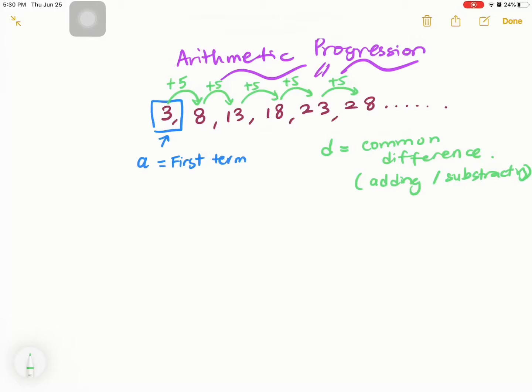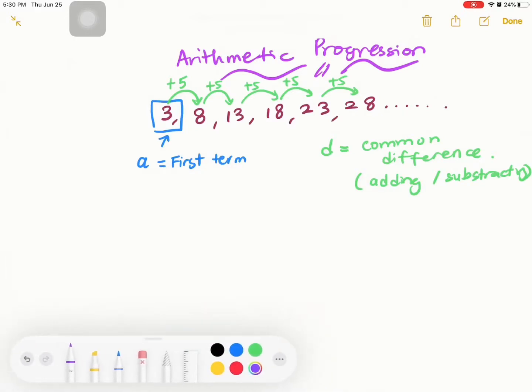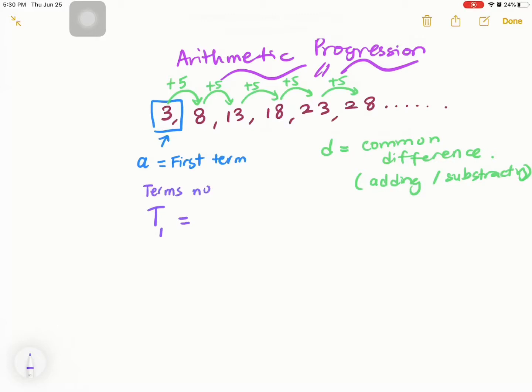In this case, A just now is the first term, so other than writing it as A, we can also write it as T1. T1 means term number 1. Term number 1 means, in Bahasa, sebutan yang pertama, or the first term. So we know that the first term is A, or the number 3.